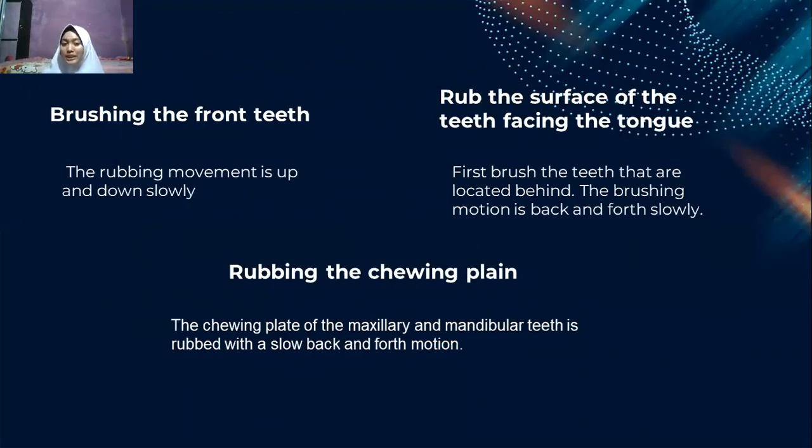Brushing the front teeth. The brushing movement is up and down slowly. For the surface of the teeth facing the tongue, first brush the teeth that are located behind. The brushing motion is back and forth slowly.